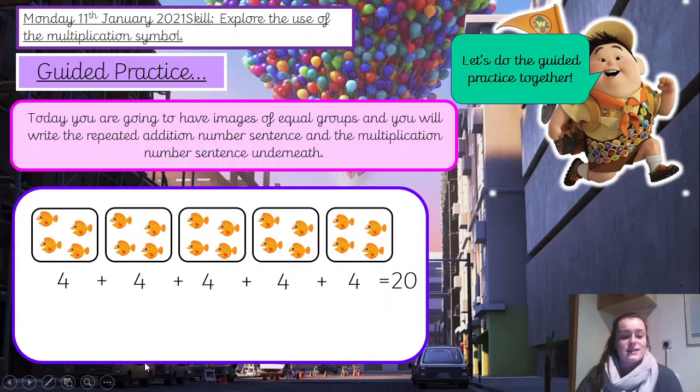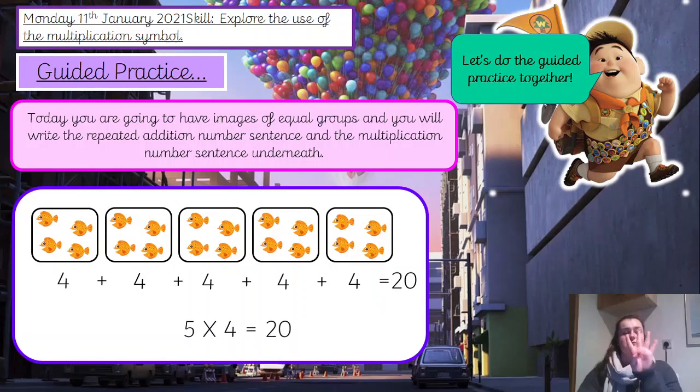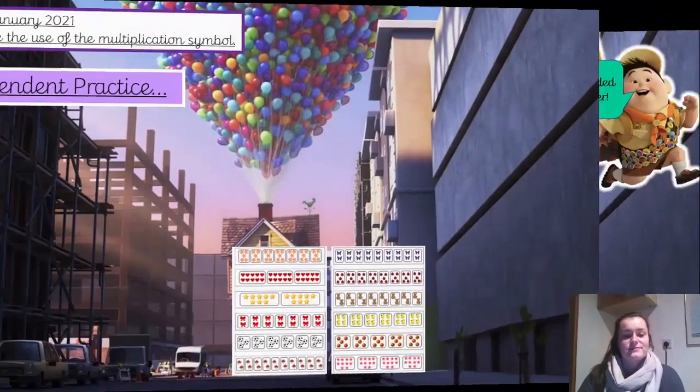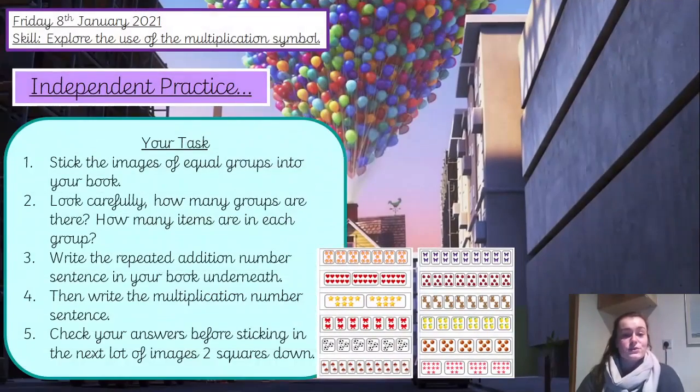Okay, so as we said, we've got 1, 2, 3, 4, 5 equal groups and 4 in each group. So it will be 5 times 4 equals 20, or 5 multiplied by 4 equals 20. Well done. Okay, so your task today then is to stick in or draw, if you don't have a printer, the images of the equal groups into your book.